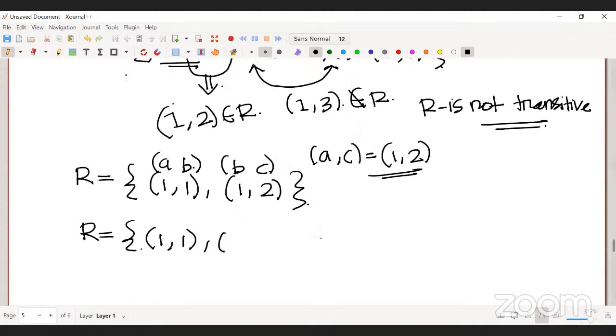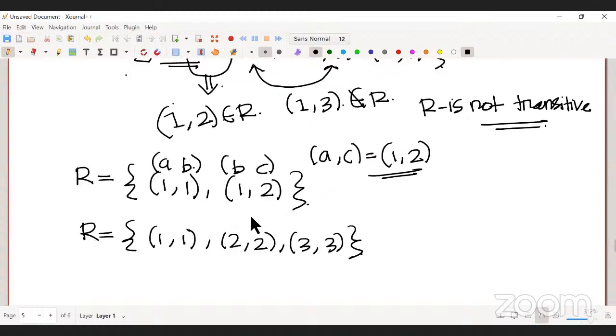So what is your relation? Can you tell me the relation? What is R? That is 1 comma 1, 2 comma 2, 3 comma 3. This is your relation. Yes, sir. Then this is transitive, right?